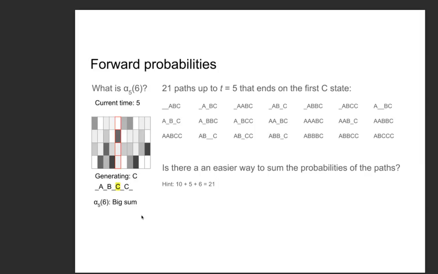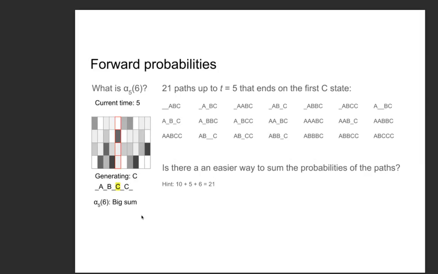If we're considering the next time step, suddenly we explode to like 21 different paths. If you think about it in real examples, if t equals like 20, then you're suddenly in trouble. It could be a very exponentially huge number of different paths to compute by enumeration. So is there an easy way to find the probabilities of these paths?